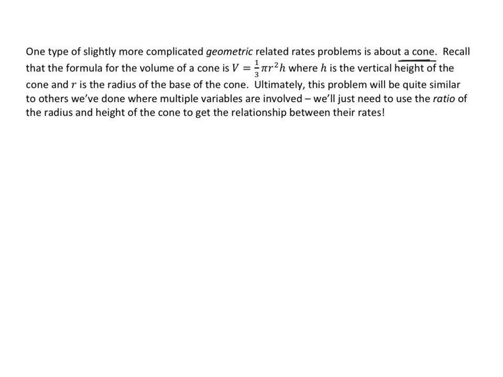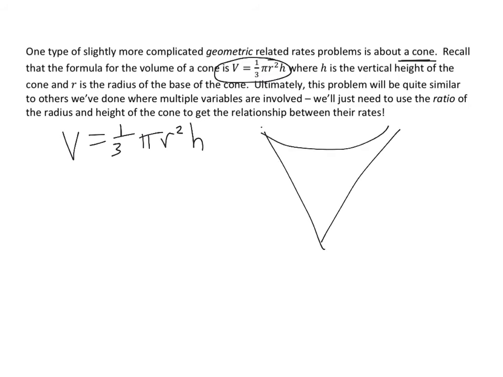So recall, or maybe I'm teaching you right now, the formula for the volume of a cone is 1/3 pi r squared h, where h is the height of the cone. So you imagine that you've got a cone like this, like an ice cream cone. The height of the cone is this vertical height, from the point of the cone to the center of the base of the cone. So that's the height. And then the radius is just the radius of the circular base of the cone.